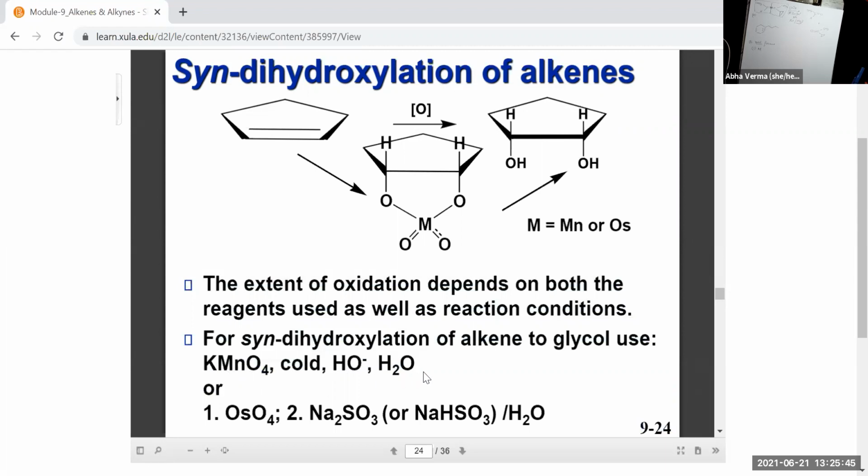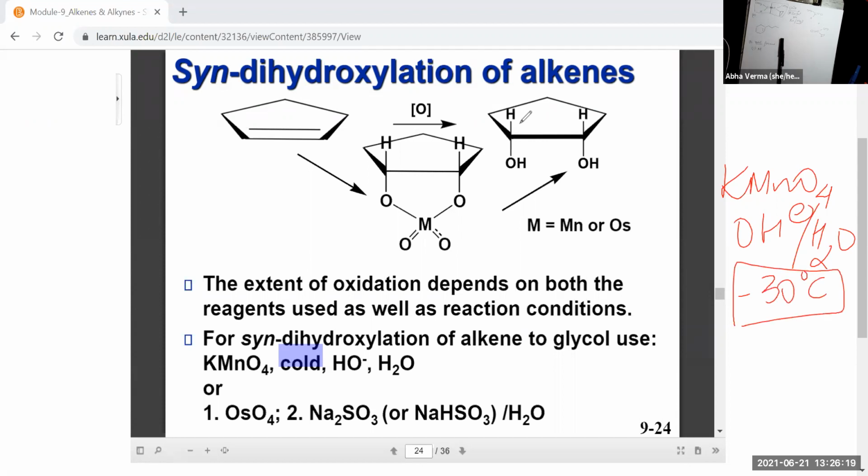Now it does look like a big bulky reagent or number of reagents, but as you will use them, you will get used to them. And make sure that when you write KMnO4, you definitely want to insist on cold conditions. So sometimes you might also see KMnO4, hydroxide, water, minus 30 degrees Celsius.